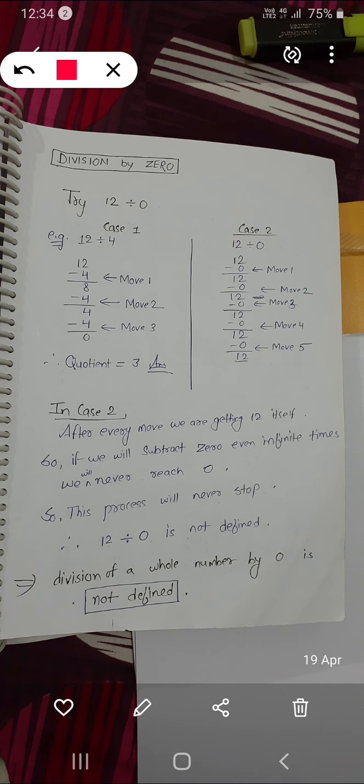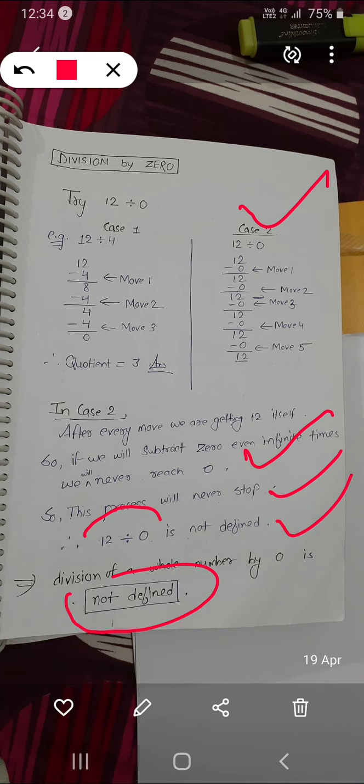So this process will never end. You can see here, children, in case 2, we are subtracting 0, 0, 0, 0 so many times, but we are not getting any remainder 0. After every move, we get 12 itself. So if we subtract 0 even infinite times, we will never reach 0. This process will never stop. Therefore, 12 divided by 0 is not defined. So the answer is not defined, the quotient is not defined. Children, this is very important. Kindly note it down in your notebook.